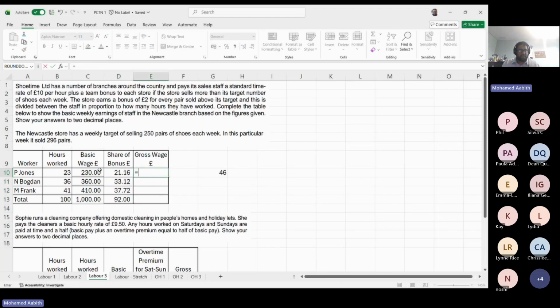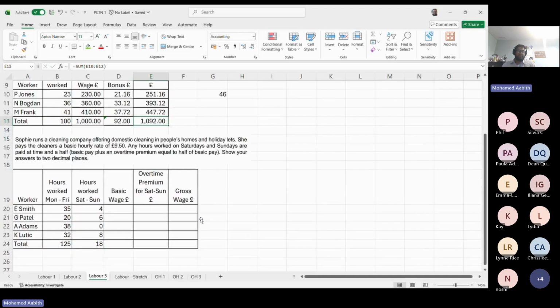So let's see the gross wages now. What is the gross wage? The gross wage is going to be those 2 added together, that number there, and that is going to be equal to, just the sigma will do, £1,092. Can you see here? The basic wage plus the bonus of £92 will give you £1,092. So if you add all of those numbers, it gives you that £1,092.